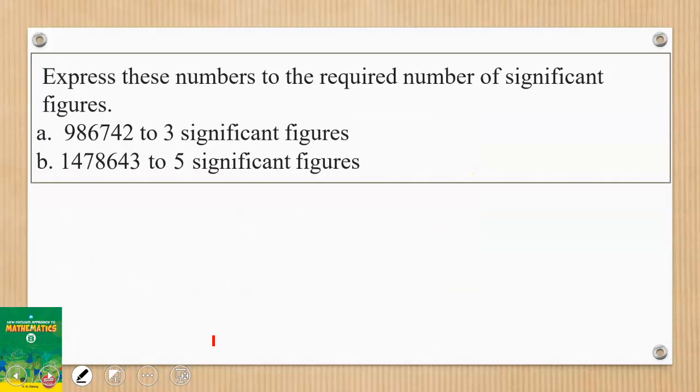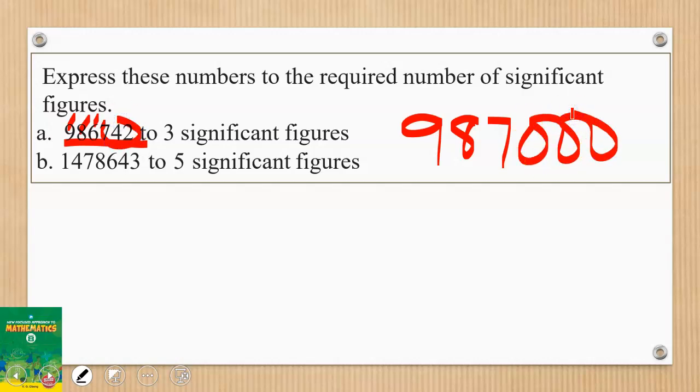Now, look at this question. Express these numbers to the required number of significant figures. This is the number. We want to round it to 3 significant figures. So we count 1, 2, 3. So we have 9, 8, 6. But then the number that follows the 6 is 7, so it's going to round up to make it 7. Now after that, how many digits do we have left? 3. So we put in 0, 0, 0. So 986,742 to 3 significant figures will give us 987,000.